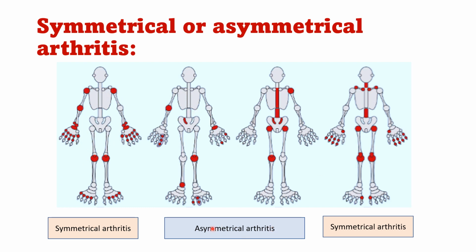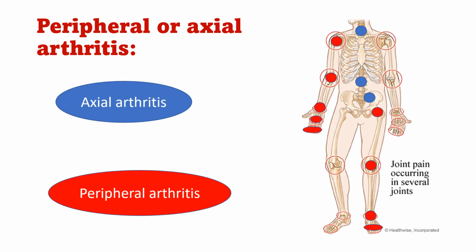However, in asymmetrical arthritis, we can find that joint involvement on one side is different from the other side. Also here, joint involvement on one side is different from the other side. So this is called asymmetrical arthritis.